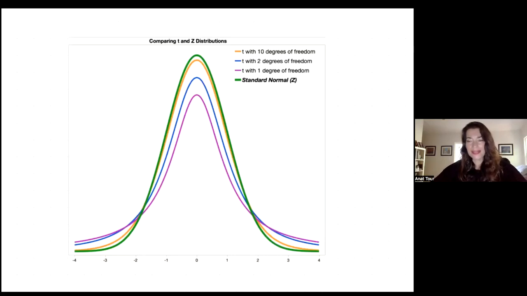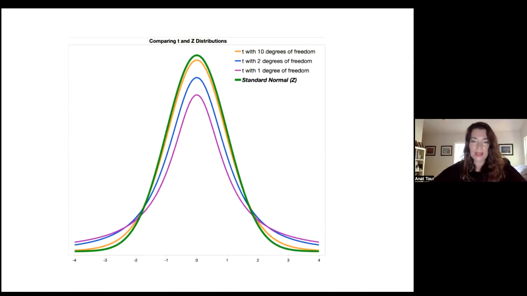Hello, everyone. In this video, I wanted to clear up the difference between a normal curve and a T model curve because I know they can be confusing. So first of all, on the left of me, I have the normal curve drawn, and next to it are a bunch of T model curves.